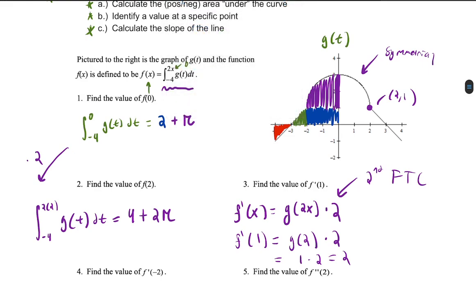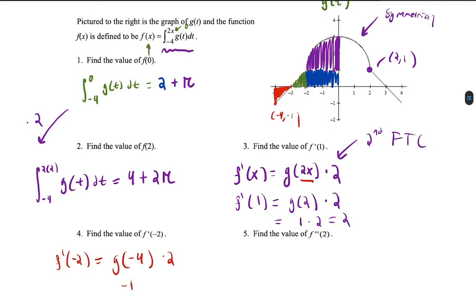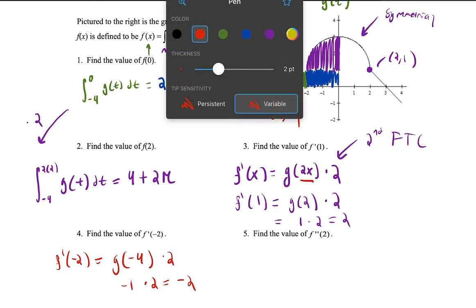Likewise, f prime of negative 2 would be equal to g of negative 4 times 2. g of negative 4 looks like it's negative 1 here. Negative 4 comma negative 1. So we're going to have negative 1 times 2 equals negative 2. All right, now finally the last one.